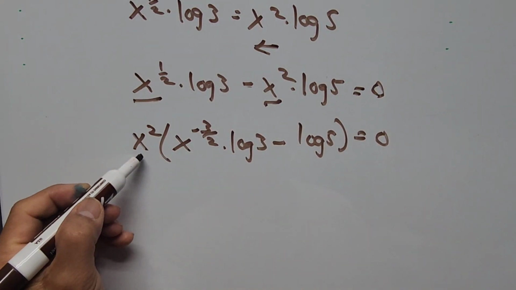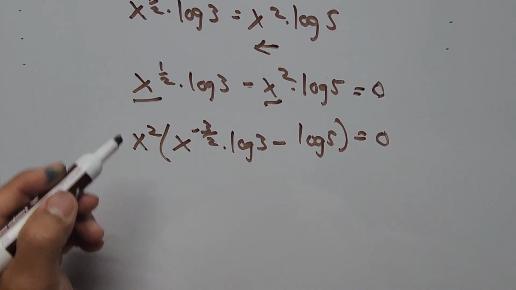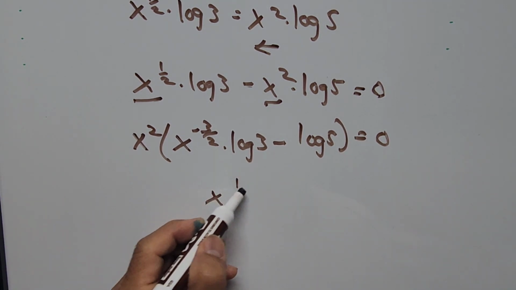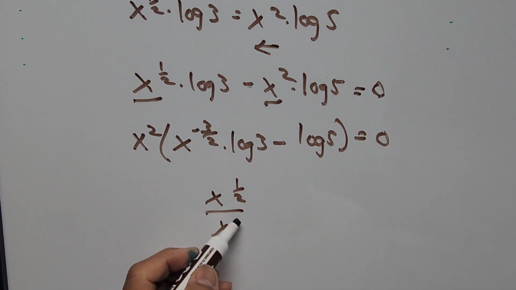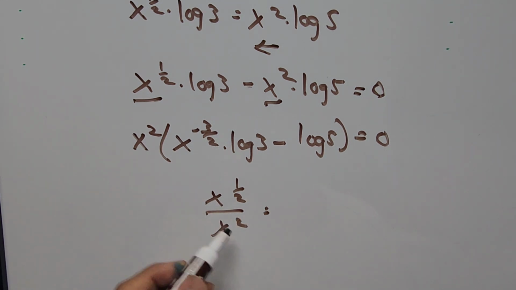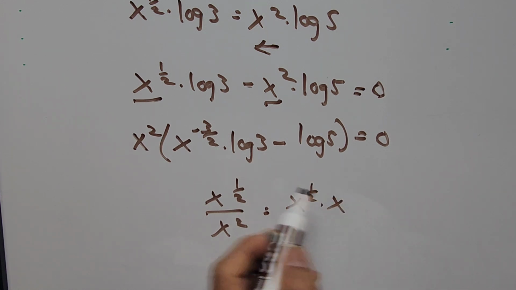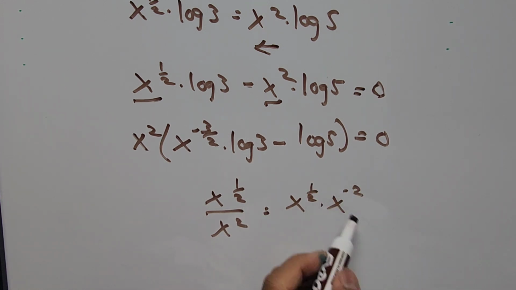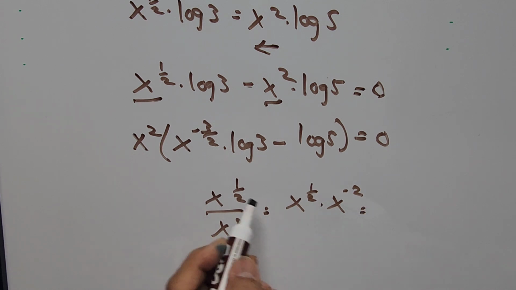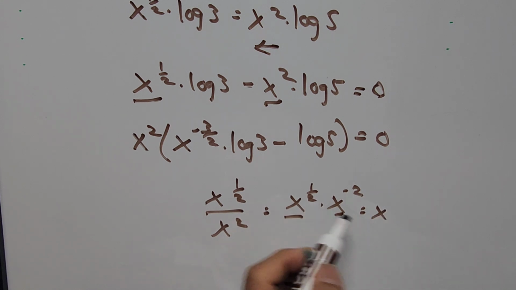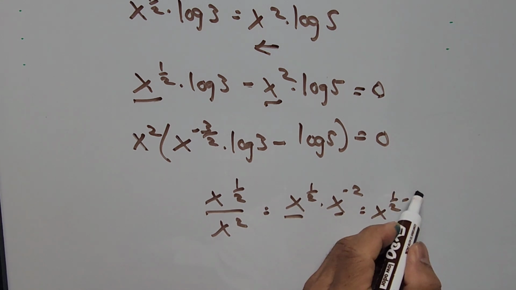Here, we're factoring x squared out of x to the power of 1/2, that is, we're dividing x to the power of 1/2 by x squared. So from here, we have the same base, so we subtract the exponent of the denominator. So we have x to the power of 1/2 times x to the power of -2. Here, we ended up adding the exponents. We have the same base, so we have x to the power of 1/2 minus 2.